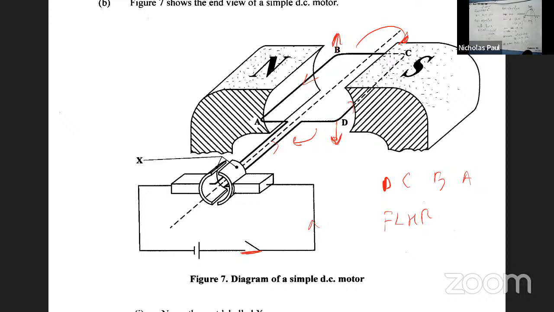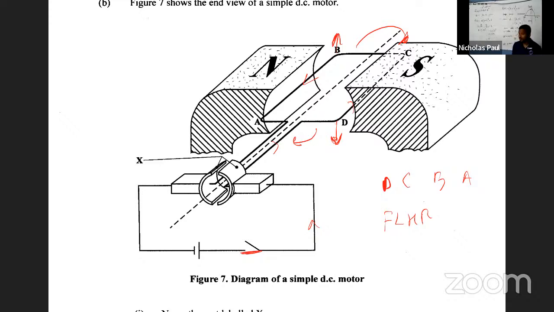Right after that, how does it maintain continuous motion? When the coil is horizontal, because it's moving, inertia will pull the coil downwards. And because of the split rings, current continuously flows in the same direction. Therefore, the coil will experience the same forces in the same direction, causing continuous motion. That's okay? So that's all you have to remember.